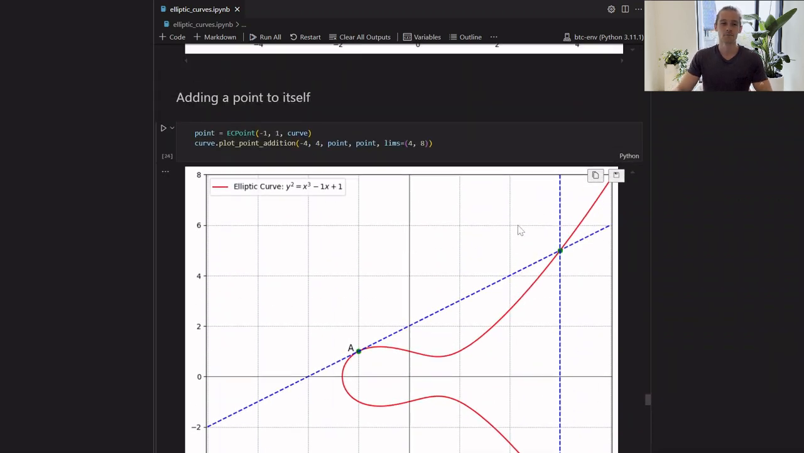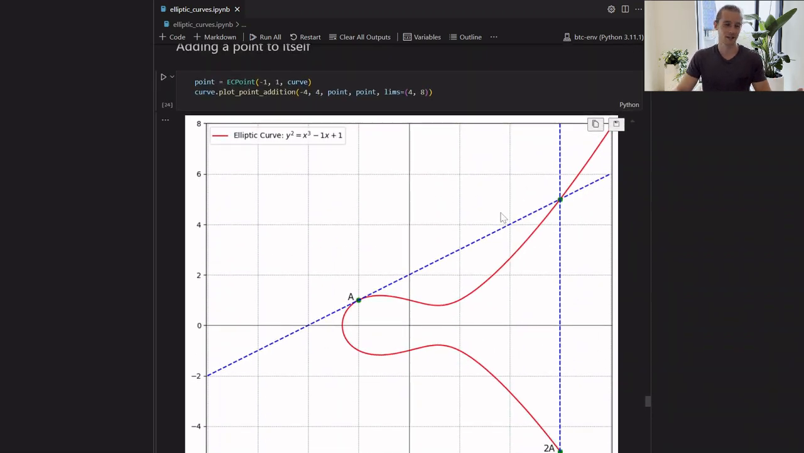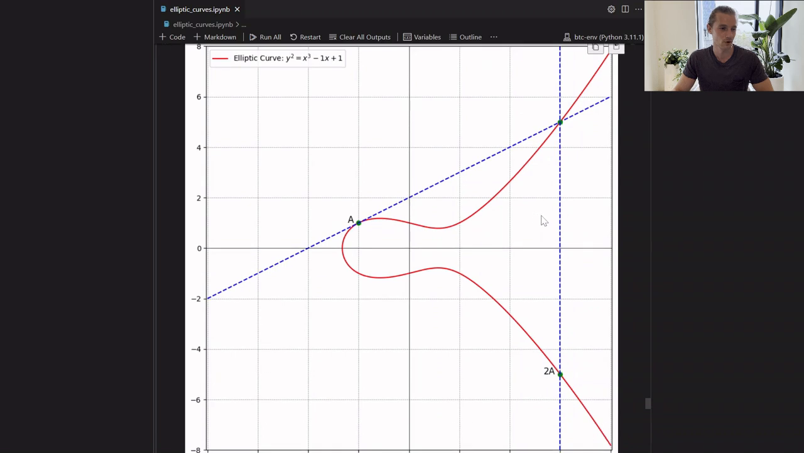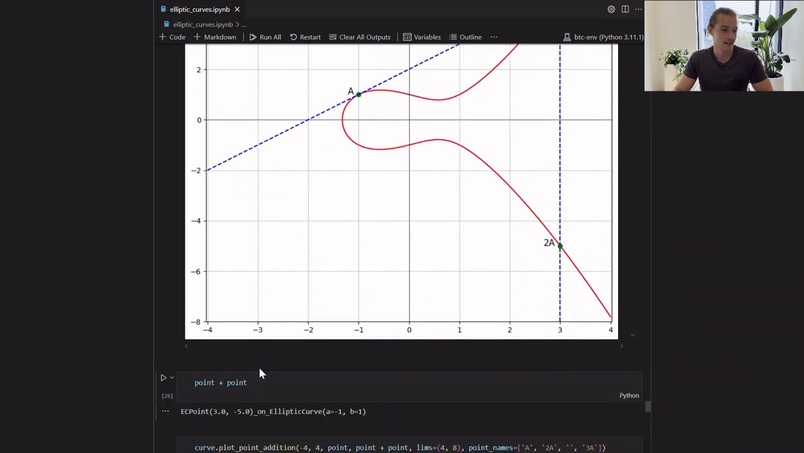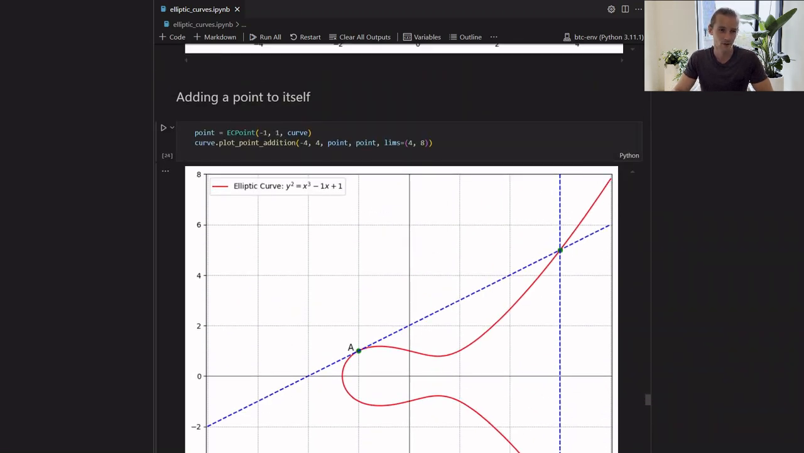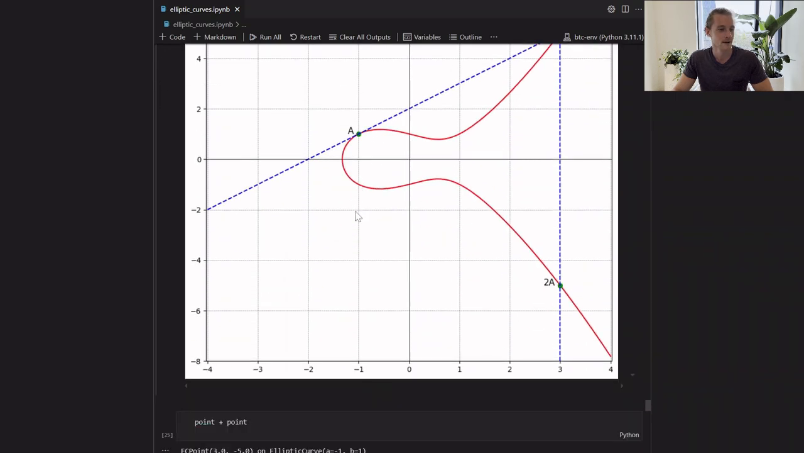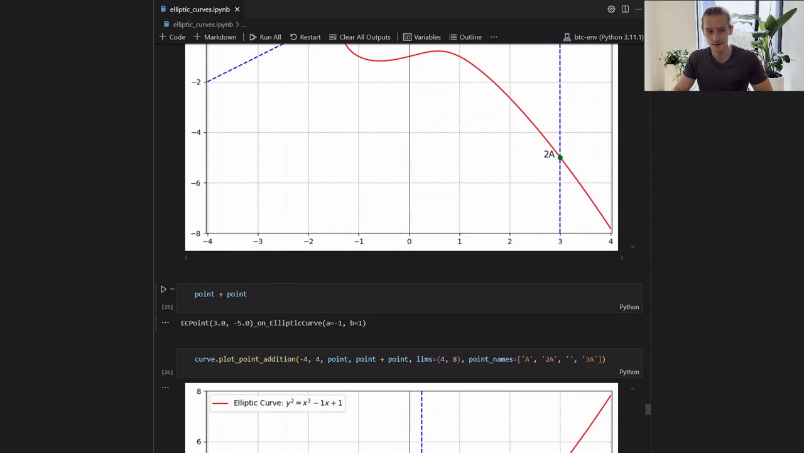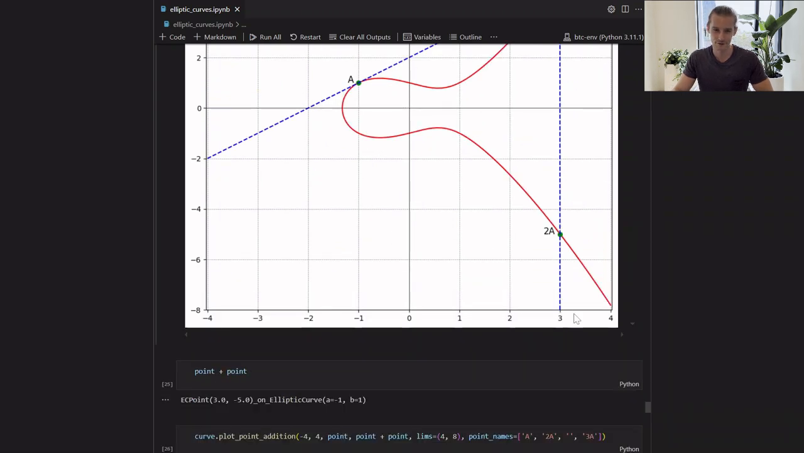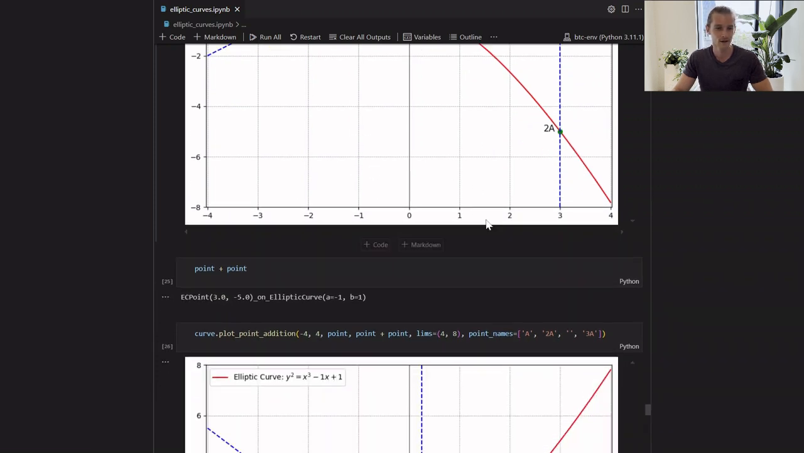Now, one interesting thing that I've done as well that I quickly want to introduce here is I've created a Python class that handles elliptic curve points and also point addition of elliptic curve points. And the way that it can be used is that if we actually define this point here as the point (-1, 1), which is this point A, then we can just do point plus point, and we'll get (3, -5), which corresponds to the correct coordinates, as you can see in the visualization here.